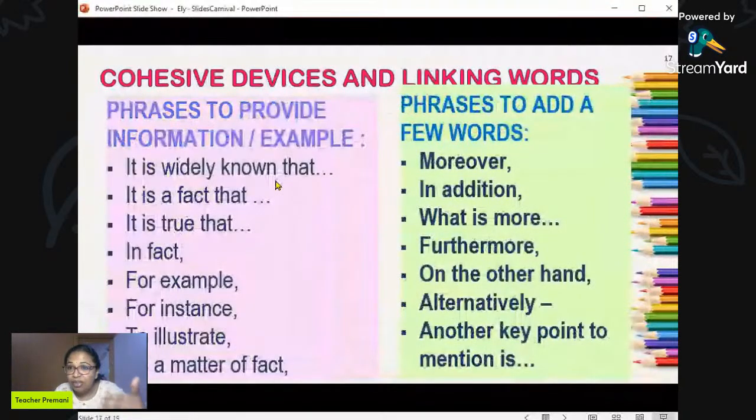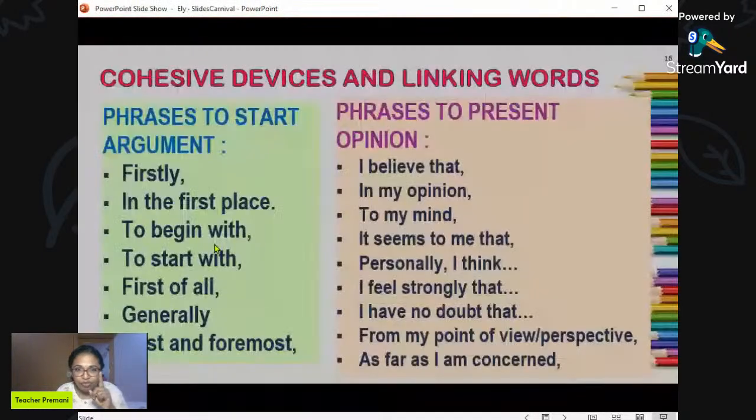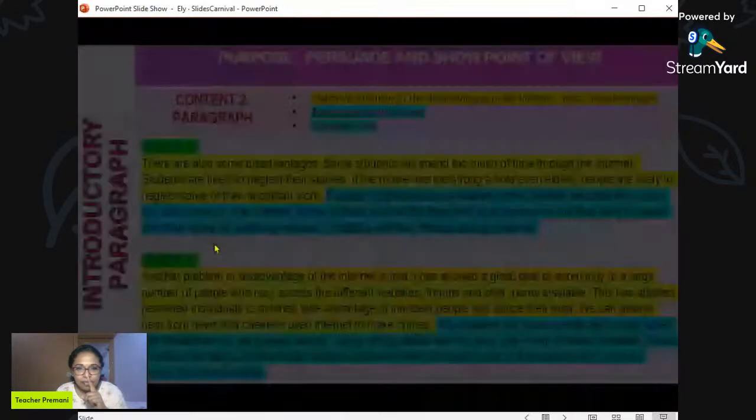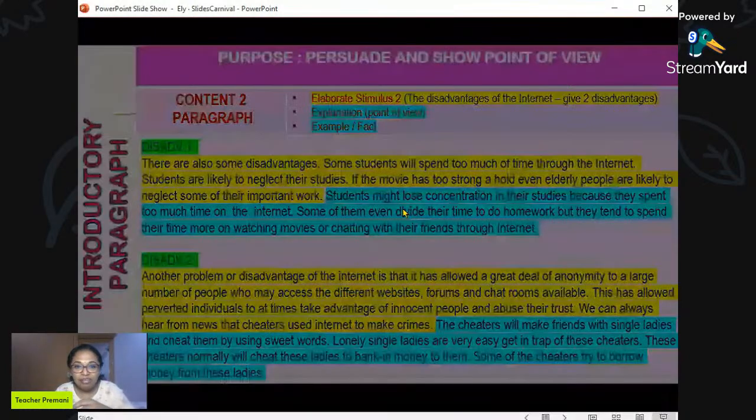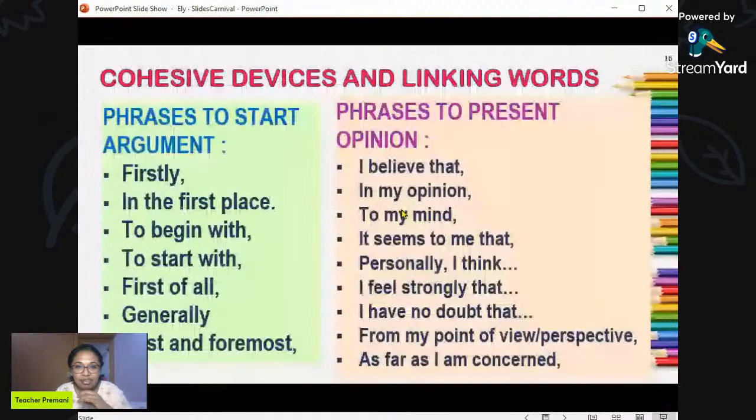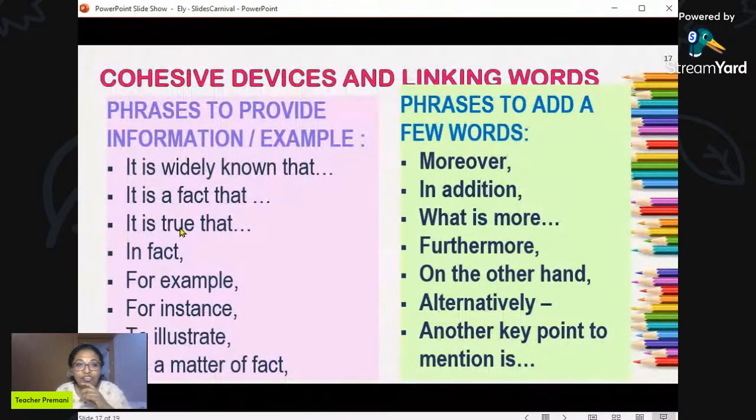Remember your explanation, example, and fact? So you want to give the example and fact, use this. It is widely known that. It is a fact that. It is true that. Okay, let me go back a few slides, sorry. Okay, just now I gave the explanation, point of view. I actually didn't put that, right? When you want to write, you can put that. Since your sentence sounds like an explanation with point of view, what we can do is, it is true that, then continue with the sentence.